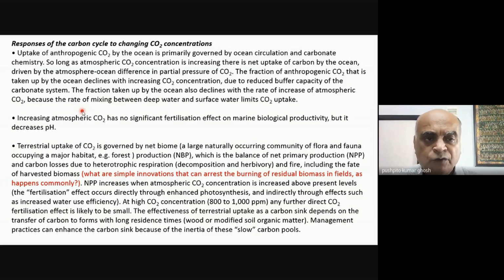Okay, don't forget that. All right. So just keep that in mind. The fraction taken up by the ocean also declines with the rate of increase of atmospheric CO2, because the rate of mixing between deep water and surface water limits CO2 uptake. Now, this is again very, very interesting.